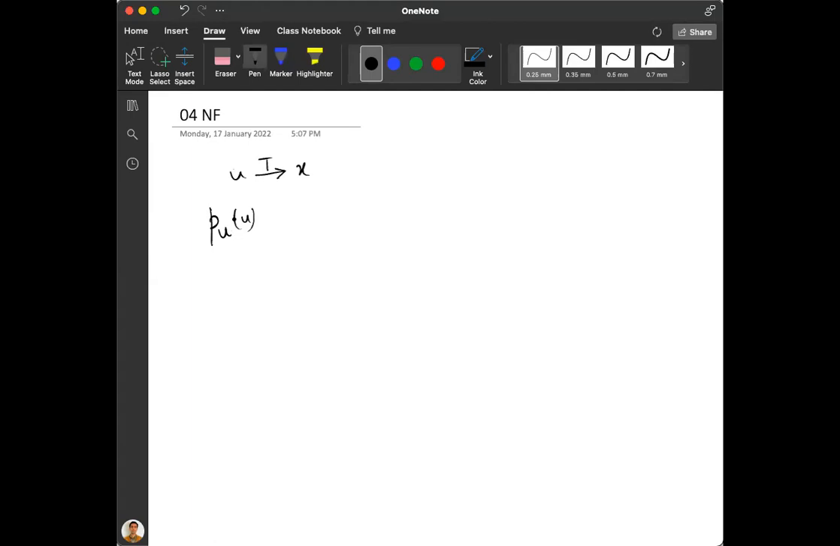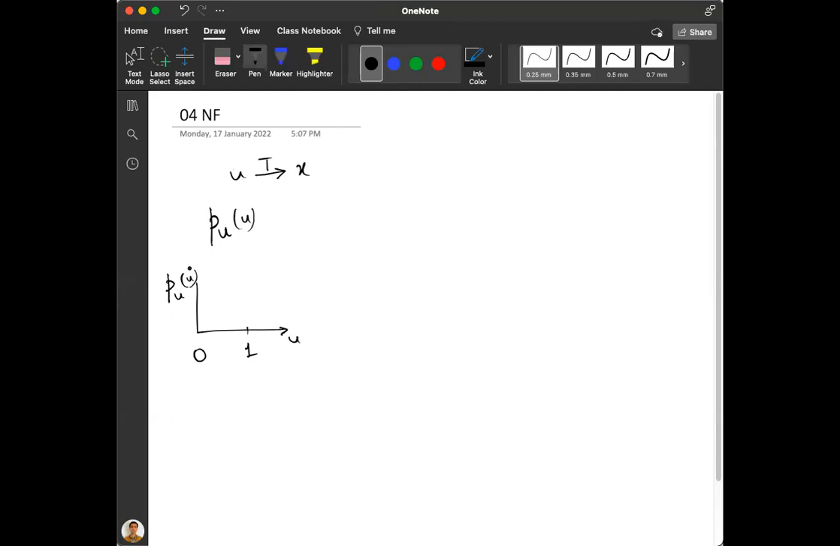Generally, people use capital U to denote the random variable and small u for one particular sample from that random variable. But in this case, I'm just using small u for both. So p_u(u) means u is the random variable with distribution p, and this u is a particular value, so this function gives you a scalar number. Let's say p_u could be just a uniform distribution from 0 to 1, where u can take values from 0 to 1.